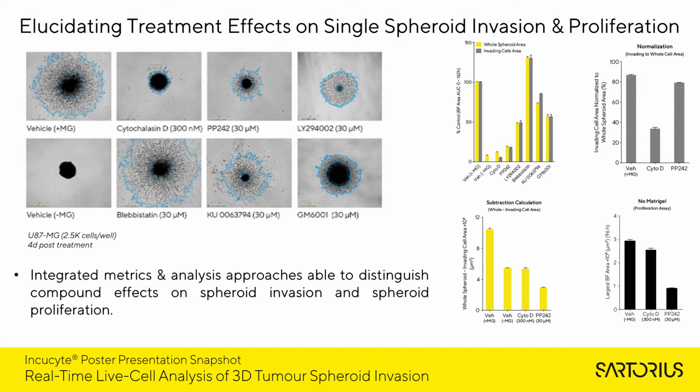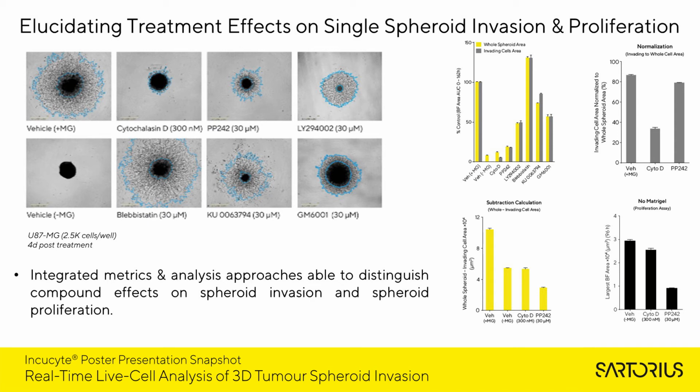And with the exception of blebbistatin, which appeared pro-invasive, all compounds inhibited spheroid invasion as reported by a reduction in both the whole spheroid area shown in orange on this bar graph and invading cell area shown in grey in this bar graph. Cytochalasin D and PP242 appeared to comparably reduce the overall spheroid size as seen in this bar graph by 90 or 80% respectively. However, upon inspection of the invading cell area bar graph, we can see that cytochalasin D effectively inhibited invadopodia in comparison to PP242.